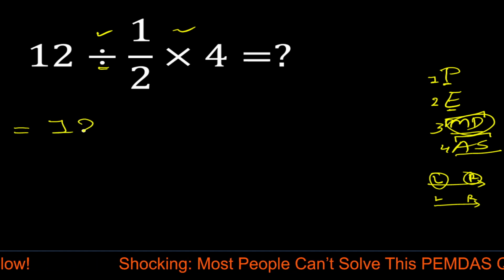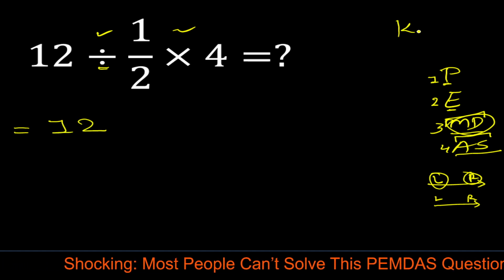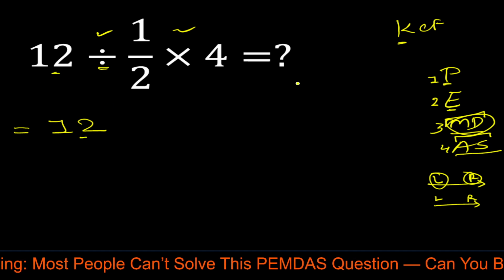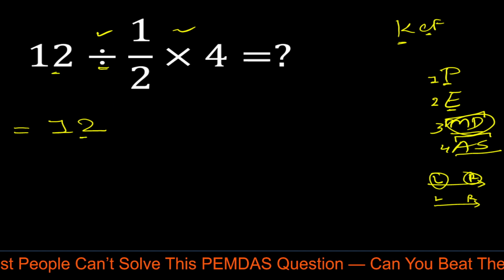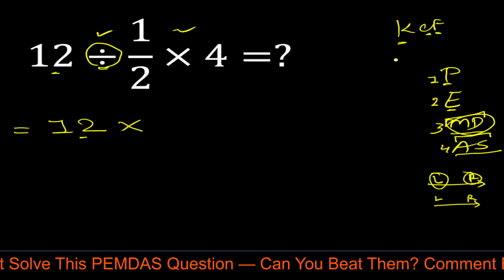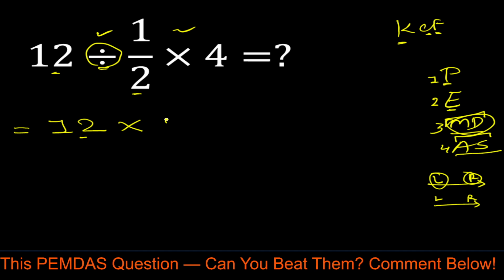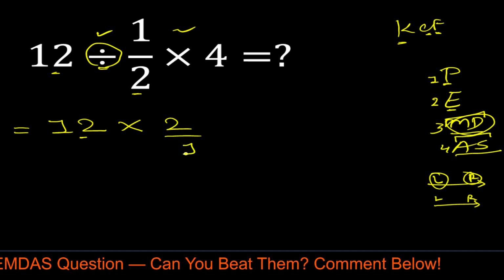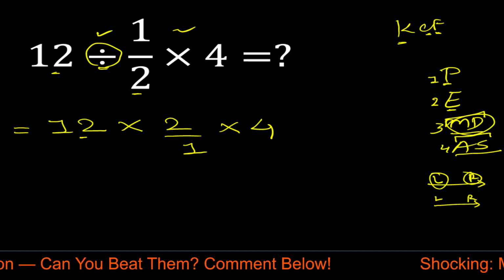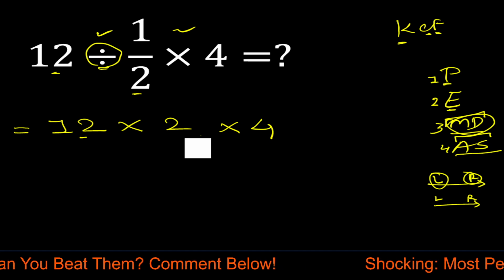So now 12. Now according to the KCF rule, K means keep this 12 as it is, same. Then C means change this sign from division to multiplication. Then F means flip this 1 upon 2, which is equal to 2 upon 1, times 4, right? Now 2 upon 1 is equal to 2. So we can remove this one, right?